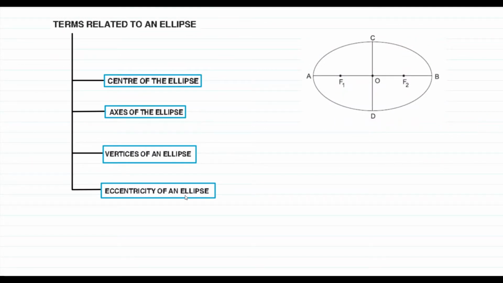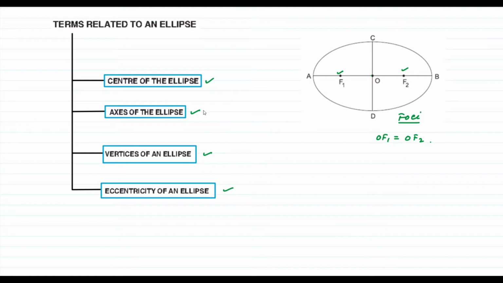There are some terms related to an ellipse. What are they? They are the center of the ellipse, axis of the ellipse, vertices of an ellipse, and eccentricity of an ellipse. So what is the center of the ellipse? The midpoint of the line segment joining F1 and F2. F1 and F2 are the foci. So the center lies just at the middle of F1 and F2. So we can say OF1 equals OF2.